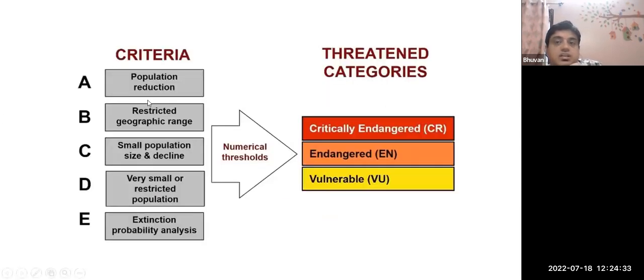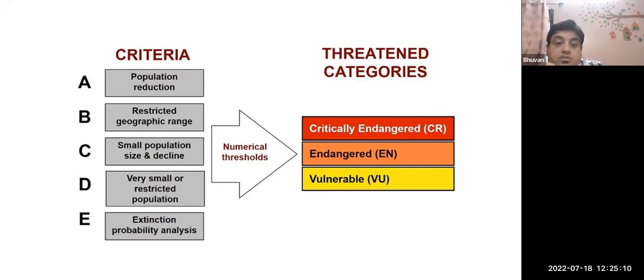So here are the criteria by which species are categorized into the threatened categories. There are 5 criteria through which it is decided. The first one is the reduction in the population. The second one is the reduction in the geographic range of the species. The third one is small population, either because the species is very small in size, or because of human activities the population of that species is pushed towards extinction. So at present the population size is very small and it is declining.